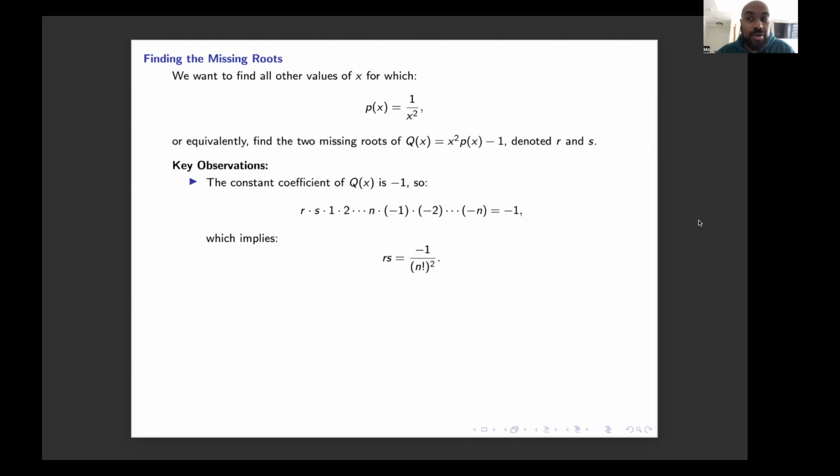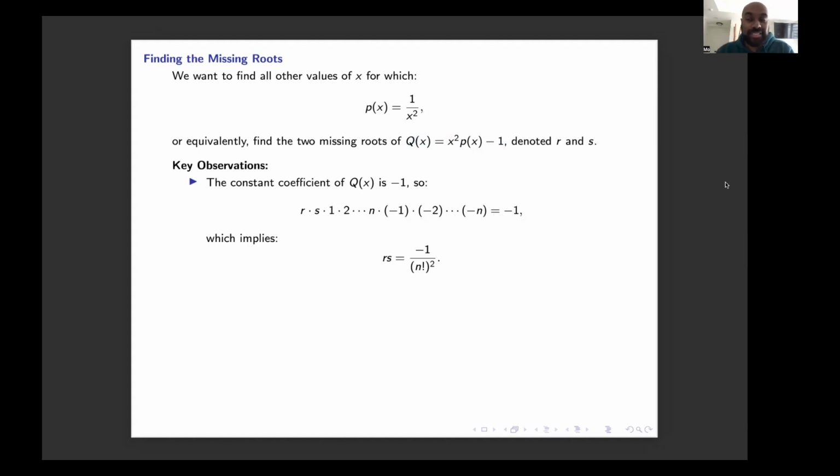Okay, we're making progress toward figuring out what r and s are. We know the product. Can we figure out something else? Well, in fact, we can figure out the sum of the roots as well. The key observation here is that because we're multiplying x squared by p of x, this part of q of x has no x term in it. And so altogether, the coefficient of x in q of x is 0.